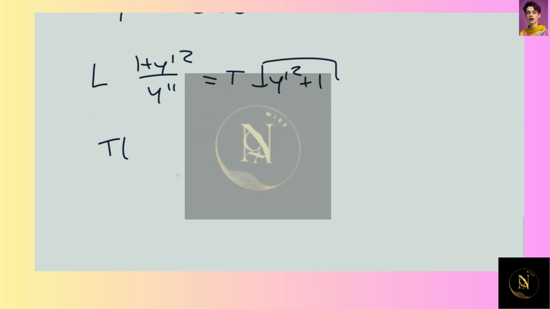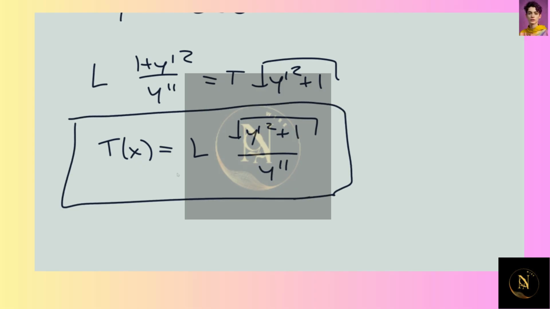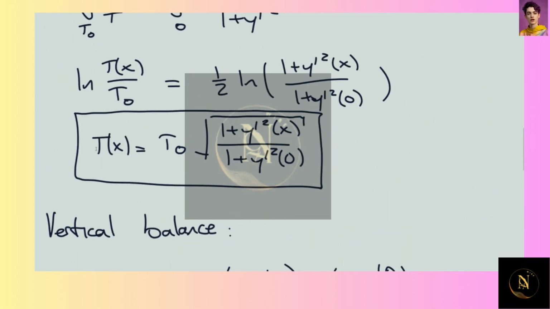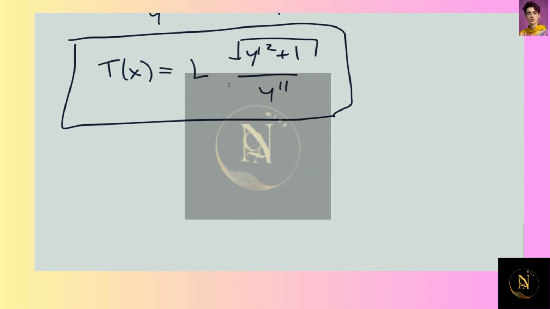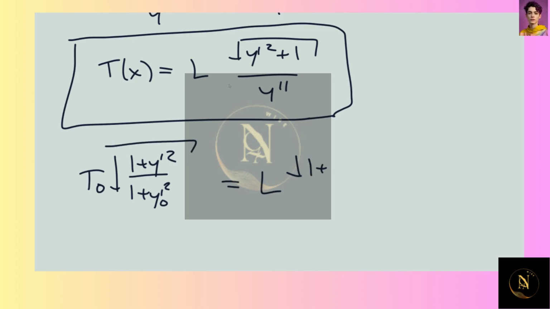So we have T of x equals L times the square root of y dash squared plus 1 divided by y double dash. But now let's compare this to our equation up here. What we're going to find is, let's substitute this in, t naught root 1 plus y dash squared, and let's put a 0 here, is equal to L root 1 plus y dash squared over y double dash.